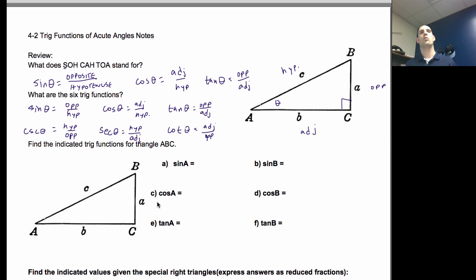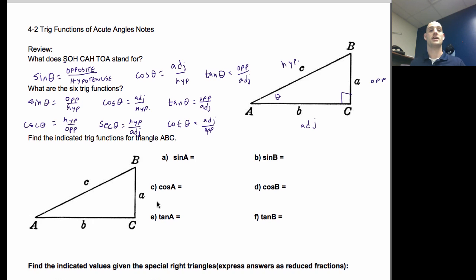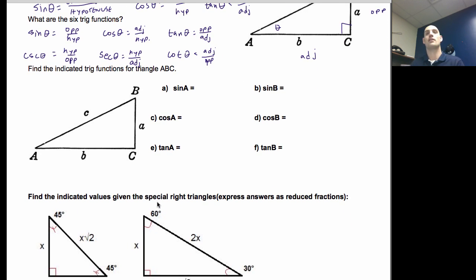So what does this look like? What we're finding is not just opposite over adjacent, it's actually numbers or letters or variables, whatever it happens to be. And so if I'm finding the indicated trig functions for the triangle ABC, what is the sine of A? Well, if I'm looking at A, sine would be opposite, so S-O-H, sine is opposite over hypotenuse, so the sine of A would be the opposite side, A over hypotenuse, C. The cosine of A would be adjacent over hypotenuse, and the tangent of A is going to be the opposite over the adjacent, or A over B.